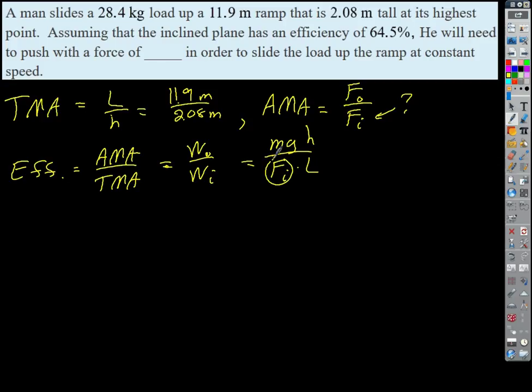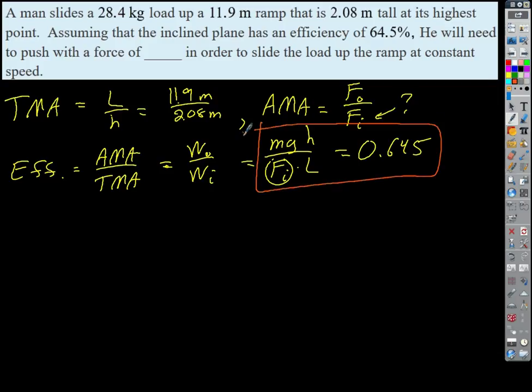We know the efficiency. What's the efficiency? 0.645. So there's our equation, isn't it? That's the equation we want to use because it's only got one unknown. I can plug in M, G, H, and L, and all I'm missing is the input force. Right? Okay. So we could, if we wanted to, just exchange diagonally.